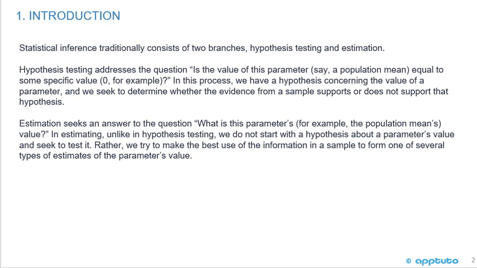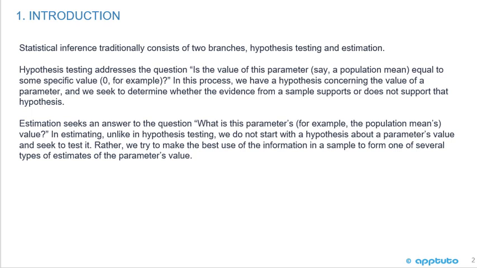Statistical inference traditionally consists of two branches: hypothesis testing and estimation. Hypothesis testing addresses the question, is the value of this parameter, say a population mean, equal to some specific value, 0 for example. In this process, we have a hypothesis concerning the value of a parameter, and we may seek to determine whether the evidence from a sample supports or does not support that hypothesis.